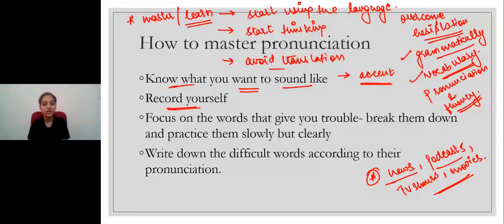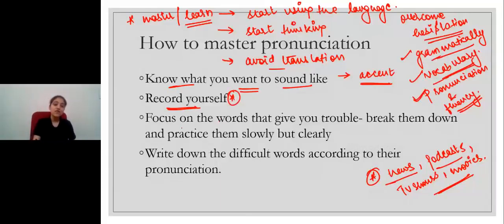The next point here is start recording yourself. If you hesitate in using the language, your first step should be to record yourself. You must know what you sound like, so that you know where you need to improve, which domain needs improvement. Does grammar need improvement? Does vocabulary need improvement? Or does pronunciation need improvement? This should be your first step. Record yourself and try to analyze where you are lacking behind.